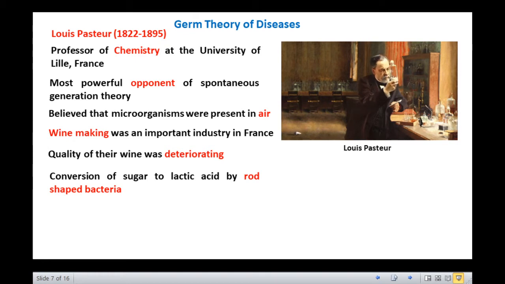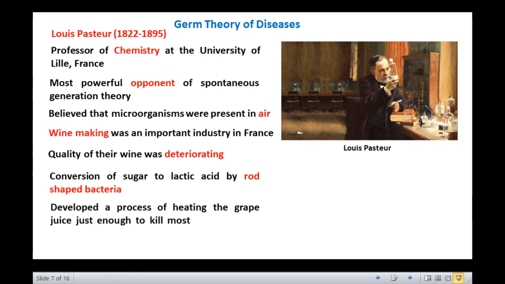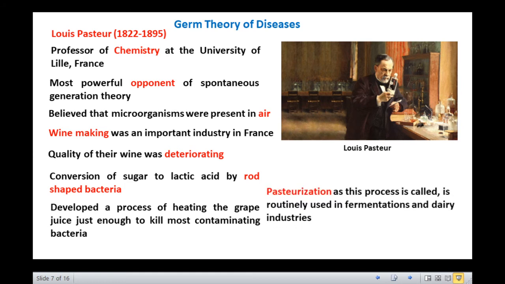which made wines sour. Pasteur then developed a process of heating the grape juice just enough to kill most contaminating bacteria without changing the juice's basic qualities so that it could then be inoculated with yeast to ensure that alcohol fermentation occurred. Today, pasteurization, as this process is called, is routinely used in fermentation and dairy industries.